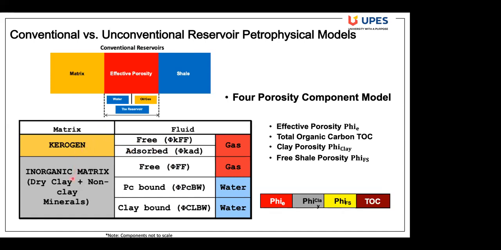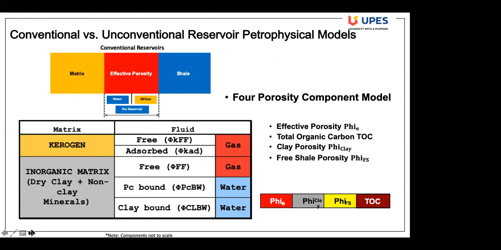The other part of the matrix is the inorganic matrix, which consists of dry clay and non-clay minerals. In the inorganic matrix part, gas can be present as free gas. There may also be bound water, either capillary pore bound water or clay bound water. So here you have to consider four porosity components. The first is effective porosity. The second is porosity associated with total organic carbon, that is TOC. The third is clay porosity, and the fourth is free shale porosity.